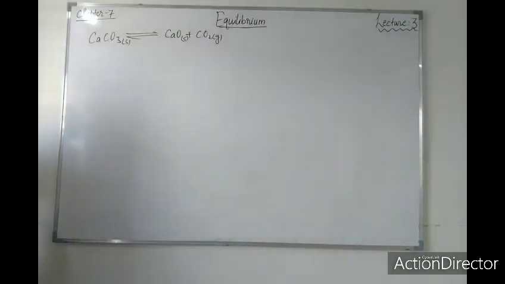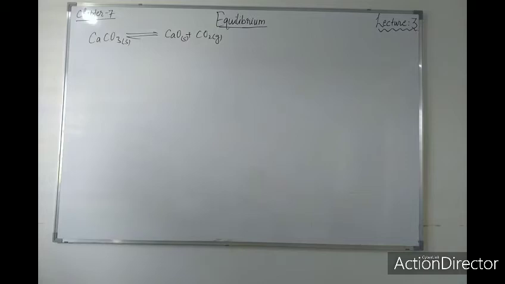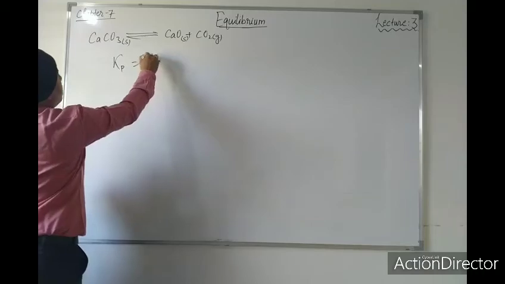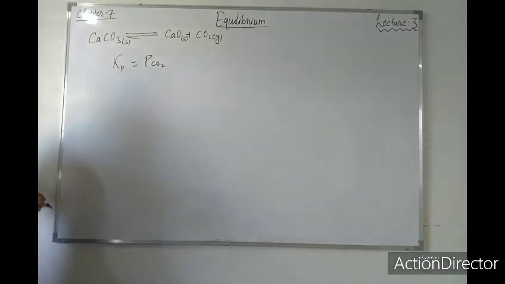Now the equilibrium constant at pressure, Kp. So what will be the formula of Kp here? Kp will be, the pressure will be applied only and only to the carbon dioxide. Kp is equal to P CO2. Got it?